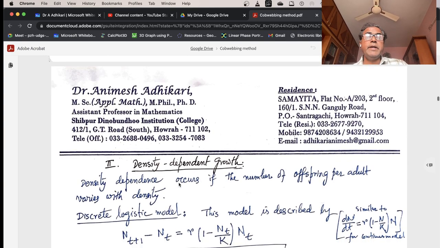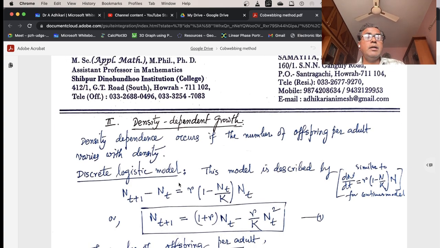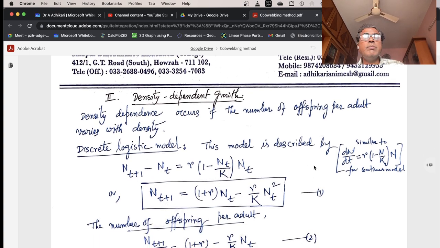Now, density dependent growth. Density dependence occurs if the number of offspring per adult varies with population density. In the continuous case, the logistic growth model is dN/dt equal to r(1 minus N/K) N. So here is the density dependent growth. The corresponding discrete model is N_{t+1} minus N_t equal to r(1 minus N_t/K) N_t. So N_{t+1} equals this expression.